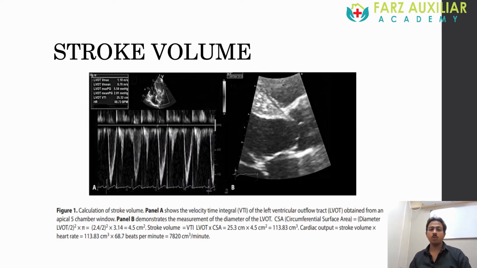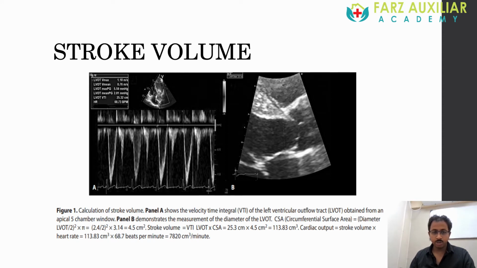Coming to the stroke volume calculation, it is very important in our day-to-day practice, so that we can identify whether the patient will benefit from fluid or not. First we have to obtain the parasternal long axis view. We will identify the LVOT, or LV outflow tract, and measure this distance, which is the LVOT diameter. We will divide it by 2 to get the LVOT radius, and the cross-sectional area will be pi r square. After that, we will place the cursor in a 5-chamber view just above the aortic valve.